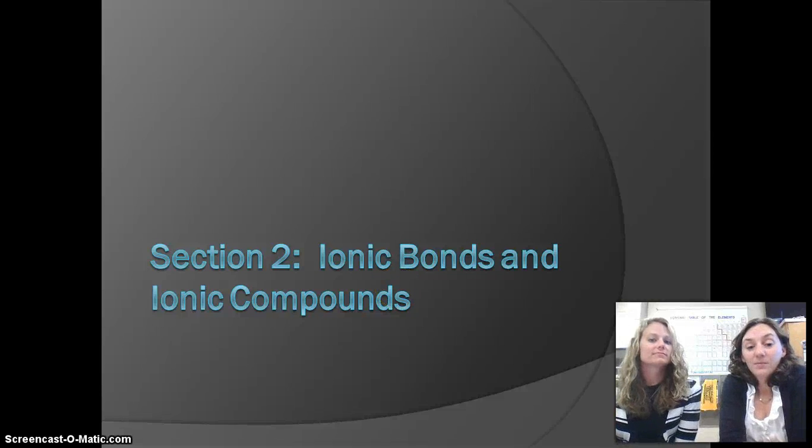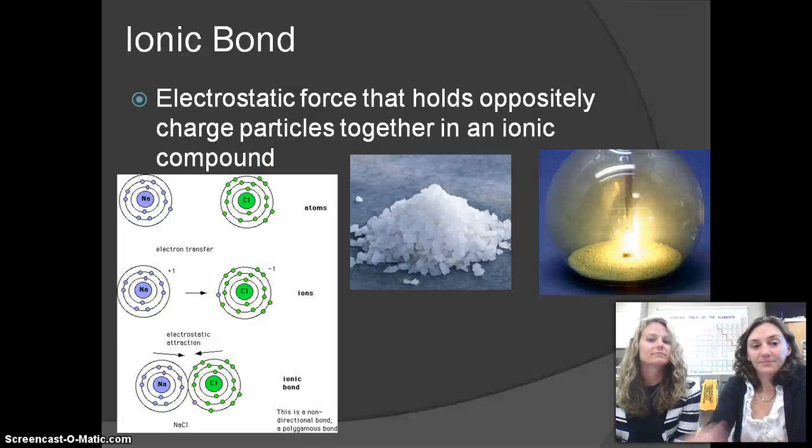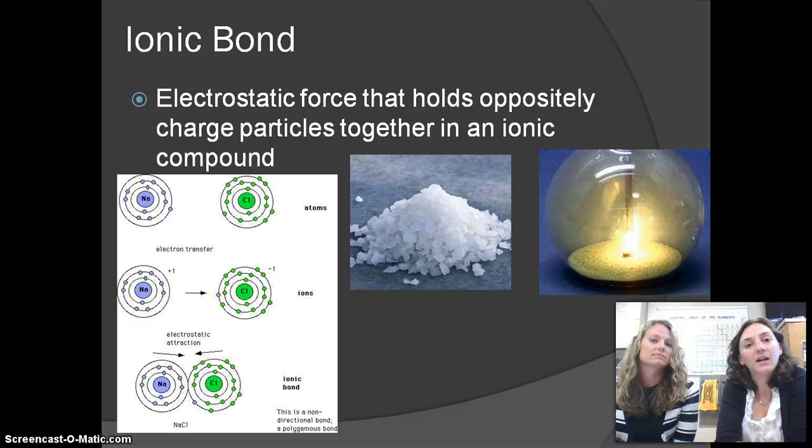Section 2, ionic bonds and ionic compounds. Okay, an ionic bond is an electrostatic force that holds oppositely charged particles together in an ionic compound. The example that I have here is sodium and chlorine. There's sodium. See, it has one valence electron.